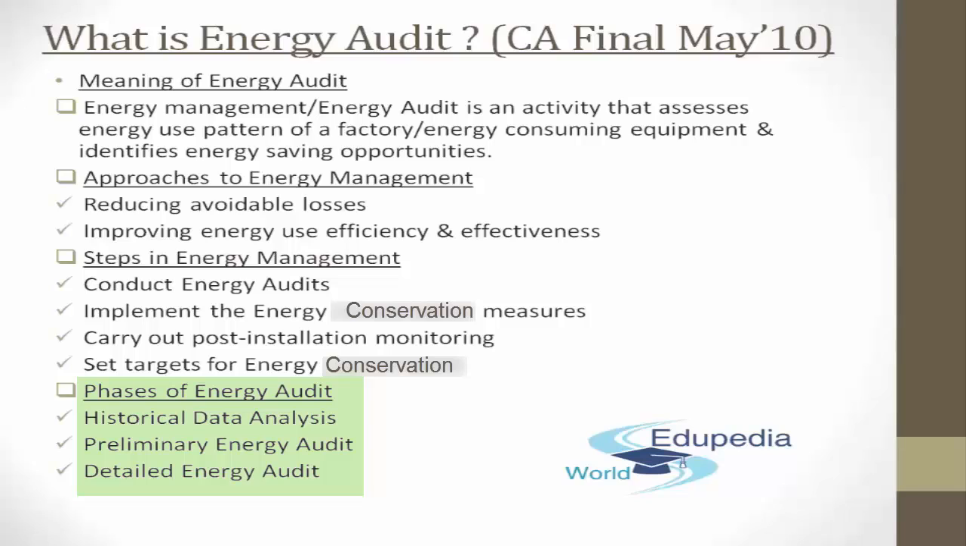This question was asked in CA final examination for May 2010. Energy management and energy audit is an activity that assesses the energy use pattern of a factory or energy consuming equipment and identifies the energy saving opportunities. The approaches are pretty much simple: avoid any kind of avoidable losses, reduce avoidable losses, and improve on the energy use efficiency and effectiveness.